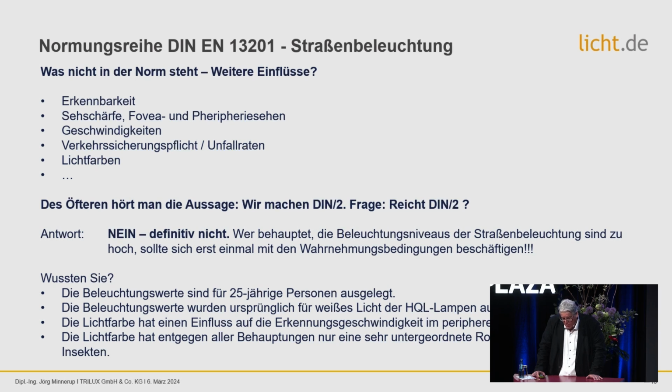And of course, you have to take into account the recognizability of different objects at different times of the day. Did you know that the illuminance levels are measured based on people that are 25 years old? Yes, studies are carried out at universities with students, of course, and you know the age of the average student. The illuminance levels in the standards were based on white light of the HQL lamps initially. If not, now you know it.